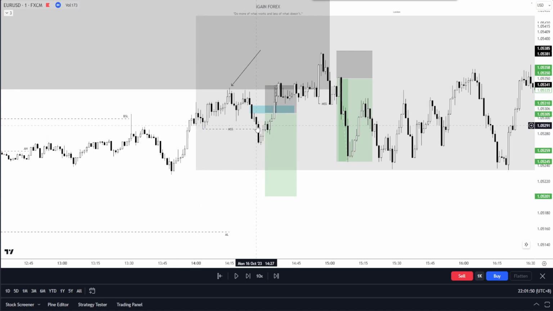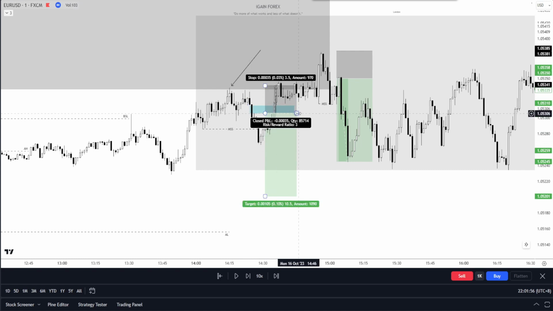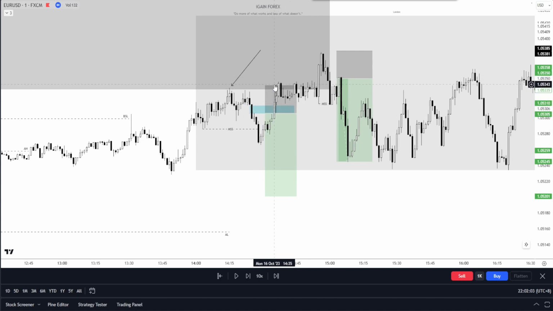We have here this market structure, and we have a displacement going down, and that formed an FVG. So I entered here at this FVG and targeted this 1:3 risk reward ratio, but the market moved the opposite way.